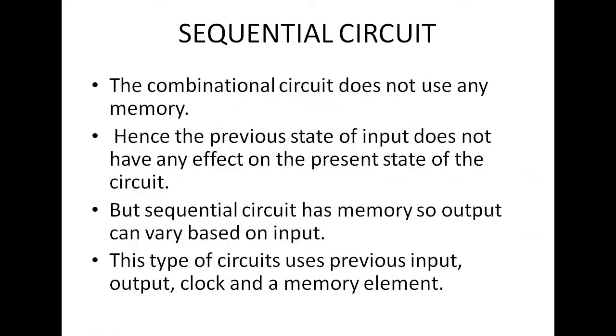Then next, what is a sequential circuit? See, the combinational circuit does not use any memory. We have already discussed this. Hence, the previous state of input does not have any effect on the present state of the circuit. But the difference is that a sequential circuit has memory, so output can vary based on input. This is a very important point. A sequential circuit has memory, whereas a combinational circuit does not use any memory.